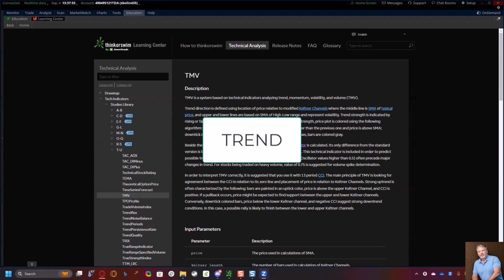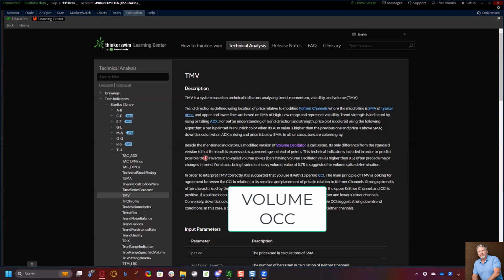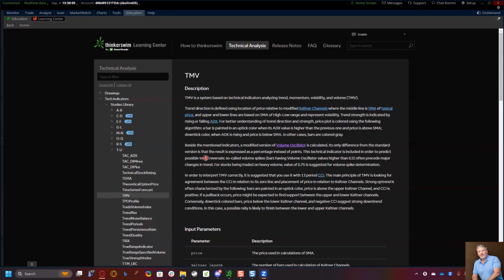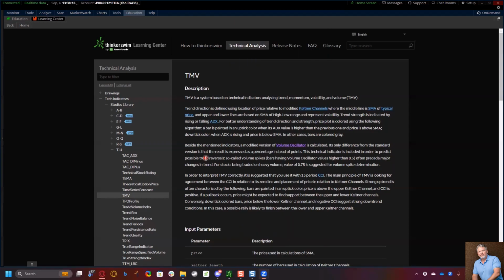This is trend, momentum, volatility, and volume. That's why it's called the TMV, trend, momentum, and volatility, TMV. So they got a couple of different things in here. It's using the ADX, it's using a simple moving average, a modified Keltner channel, a volume oscillator, and then it also brings in the CCI. So that's a lot of moving parts. When we read the description here, it gives you some clues about what's going on, but then you have to go look at the code to get a little bit more information about it.